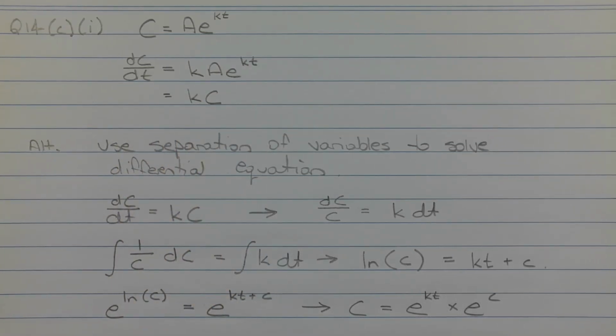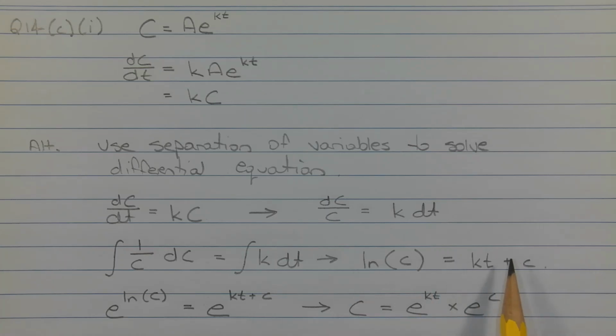Now, an alternative solution would be to use separation of variables to solve the differential equation dC/dt = kC. So separating the variables, we get dC over C is equal to k times dt. Now dC over C can be written as 1 over C dC. Now integrating both sides with respect to their corresponding variables, we get the integral of 1 over C dC is equal to the integral of k dt, which equals ln C is equal to kt plus c, where this c here is the constant of integration.